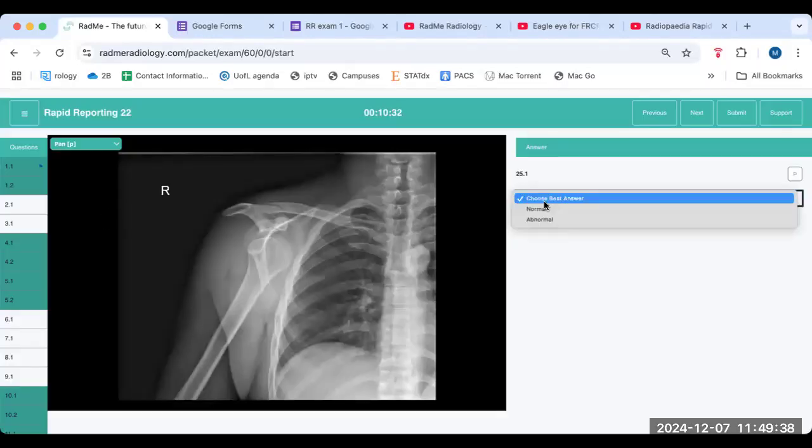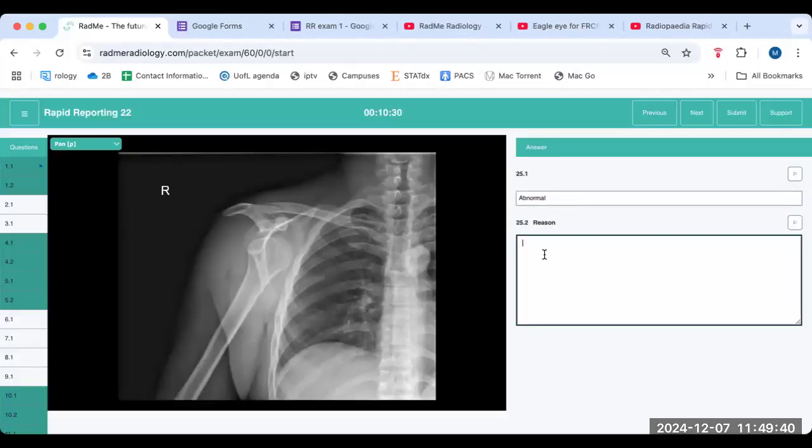This one is so clear. See the coracoid process, you have the humeral head under it. So it is a definite abnormality. It is a clear sign, right? Anterior, right shoulder, the same pattern. Anterior dislocation. So, next.